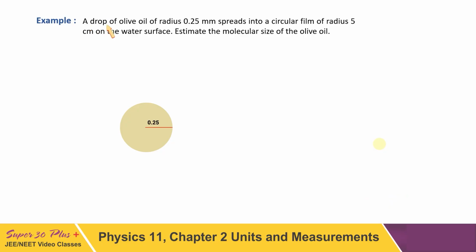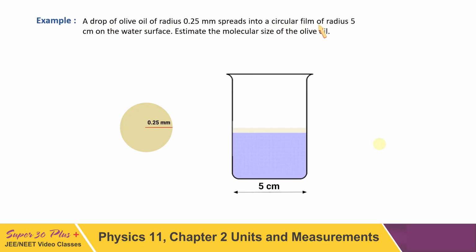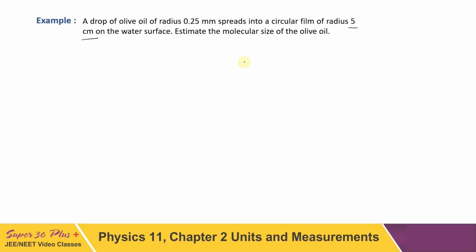A drop of olive oil of radius 0.25 mm spreads into a circular film of radius 5 cm on the water surface. Estimate the molecular size of the olive oil. Now when it spreads as a circular patch, pi r square, which is the area of the circular patch, multiplied with the thickness of the patch, is equal to the volume of olive oil. Now what is the volume of olive oil? Since it is a single drop, that has to be equal to 4 by 3 pi R cube.